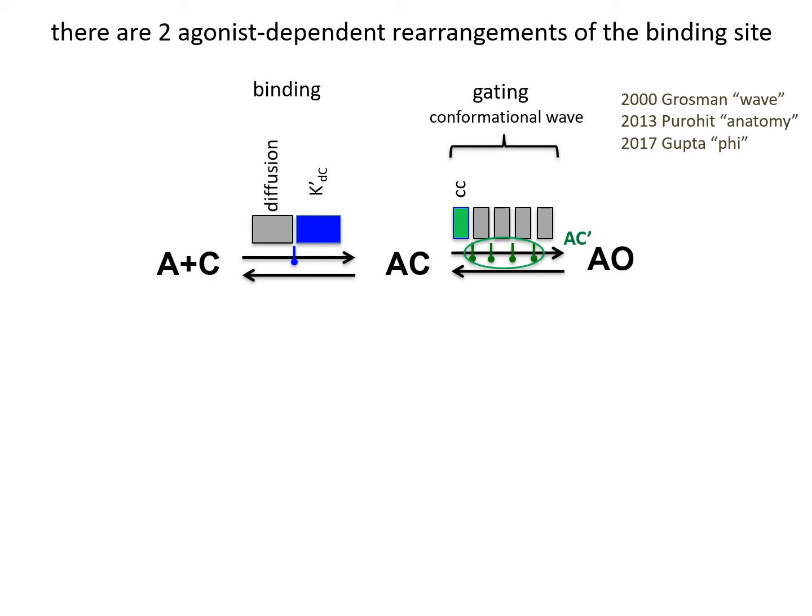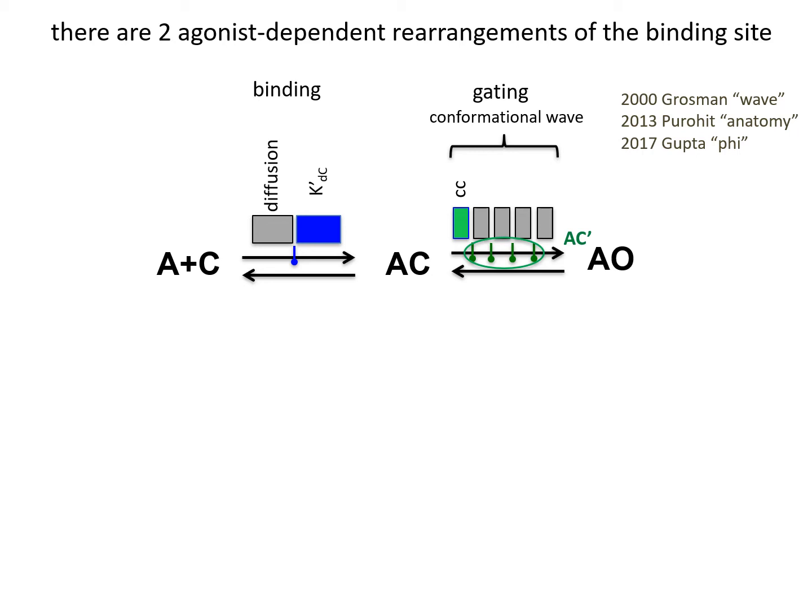So let's look at those two steps in more detail. There are two agonist-dependent rearrangements of the binding site. In binding, there is a diffusional process and a conformational change that allows the formation of the low affinity construct, and that is shown as a gray bar for diffusion and a blue bar for that conformational change.